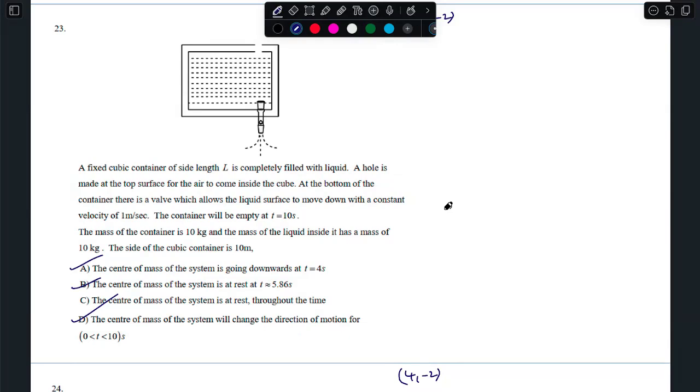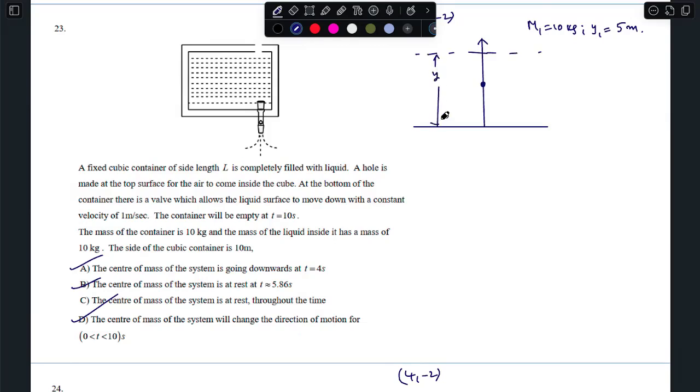Try to understand what will happen, I will explain. I am taking this as the y-axis for my convenience. One thing is fixed: the mass of the container is 10 kg and its location is at 5 meter. Next, the liquid surface.